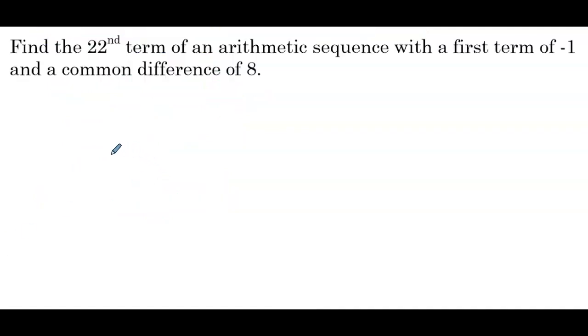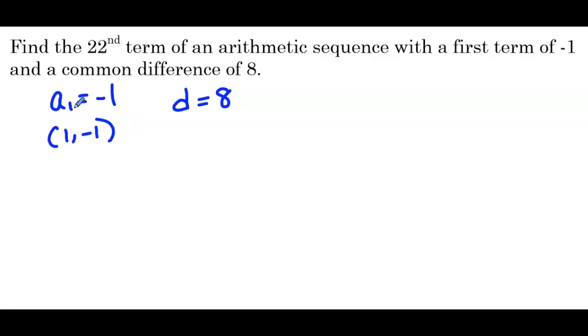Find the 22nd term of an arithmetic sequence with a first term of -1 and a common difference of 8. Okay, so let's write this out with correct notation. First term of -1, so that means a sub 1 equals -1. Common difference of 8, so d equals 8. We can write this as a point, so that would be the point (1, -1).